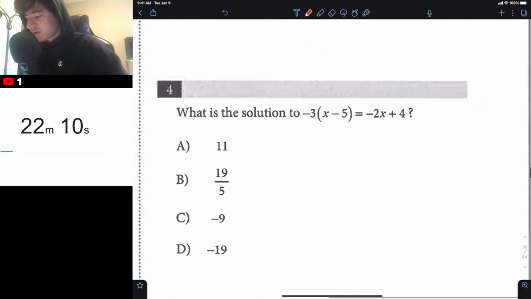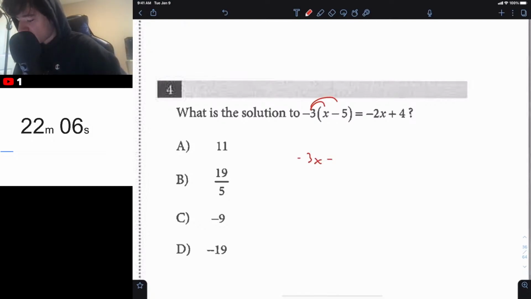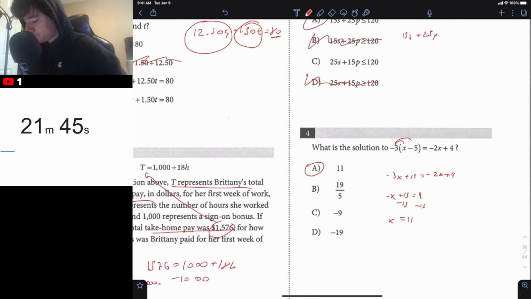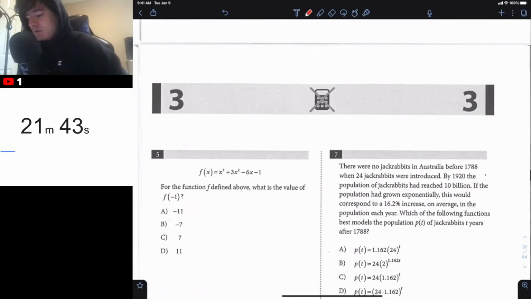What is the solution to -3 times the quantity, and so on? Okay, as soon as I see parentheses, distribute. So -3x plus 15 equals -2x plus 4. Don't forget to distribute that negative along with the 3. Then I'm going to add 2x to both sides. So I get -x plus 15 equals 4. I'm going to subtract 15. So I get x is equal to 11. Not too bad so far.